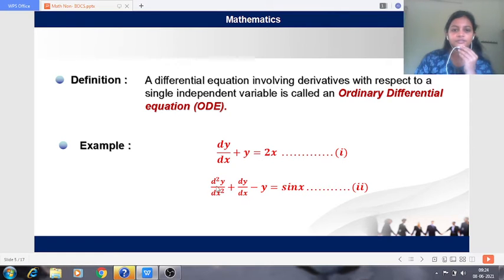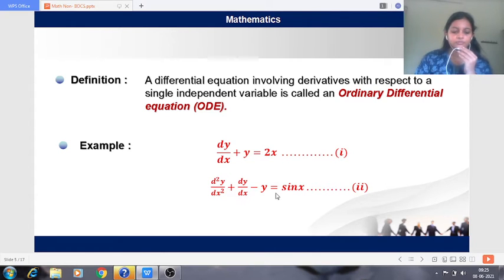And in the second equation, d2y/dx2 plus dy/dx minus y is equal to sin x. Here in this equation, dy/dx and d2y/dx2 are derivatives with respect to x, which is the single independent variable in this equation. So this is also an example of an ordinary differential equation.